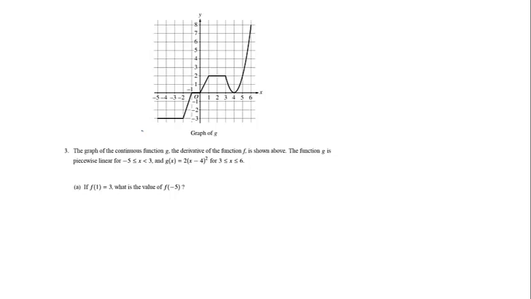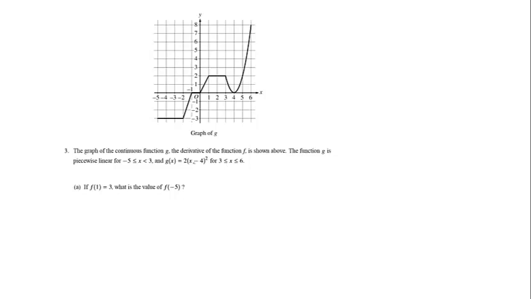All right, question number 3. The graph of the continuous function g, the derivative of the function f, is shown above. The function g is piecewise linear for -5 to 3, and g of x is equal to 2 times the quantity x minus 4 squared for the interval from 3 to 6.